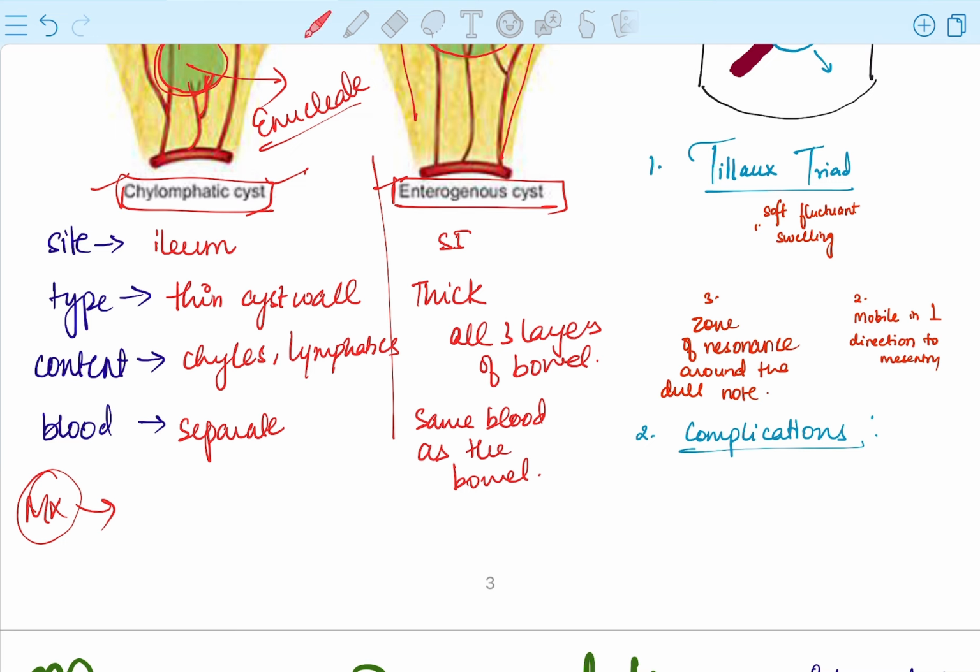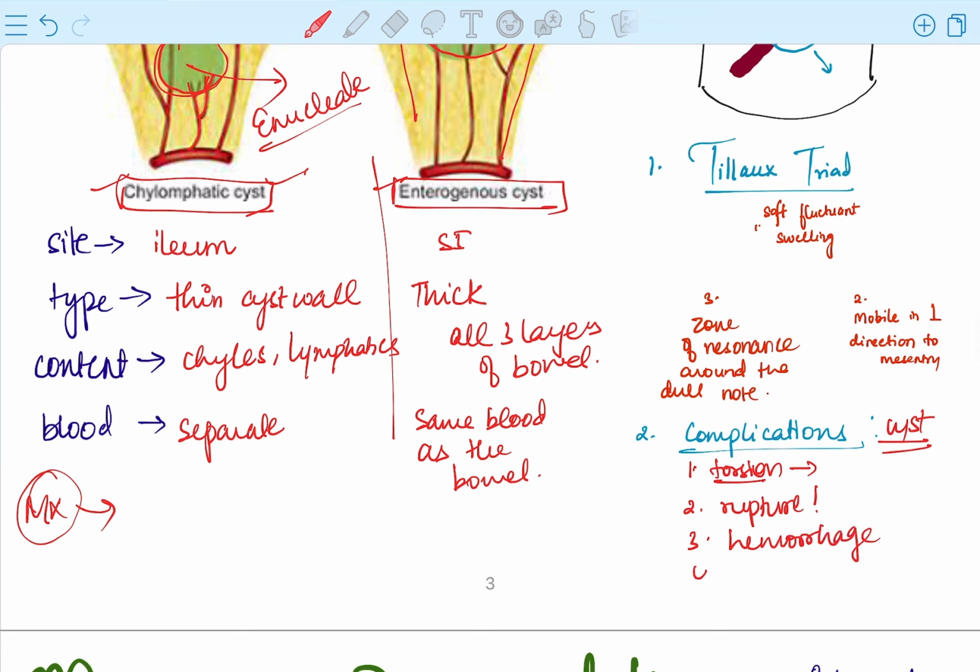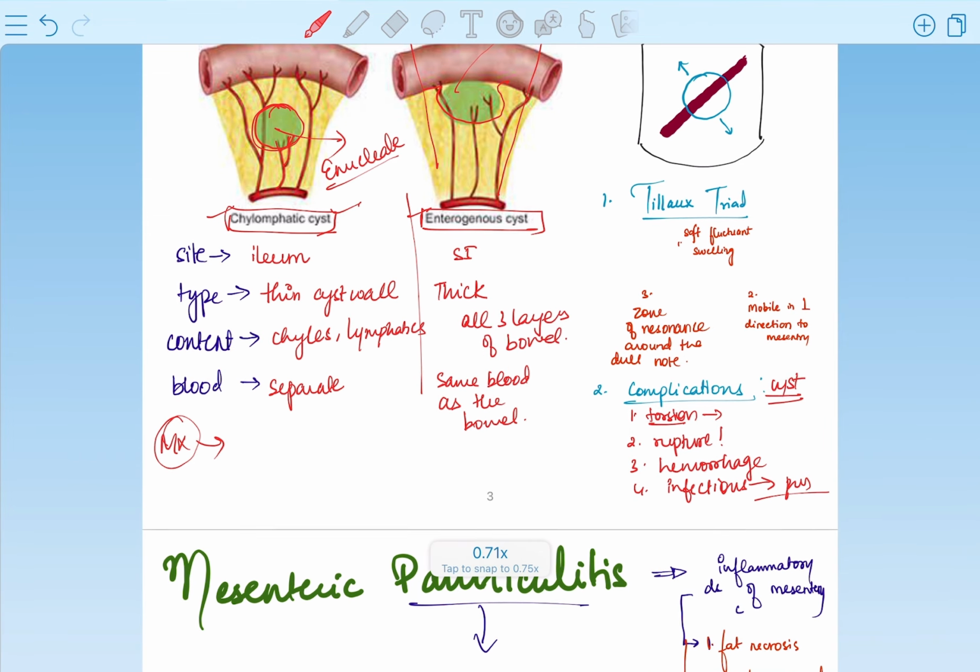So as you know that this is a cyst, and what all can happen to a cyst. So first of all, the cyst can go into torsion. It moves a lot, so it can go into torsion. A cyst can rupture. There can be hemorrhage inside a cyst, and there can definitely be infections, and it can form pus also, right? So this is how we completed the mesenteric cyst.